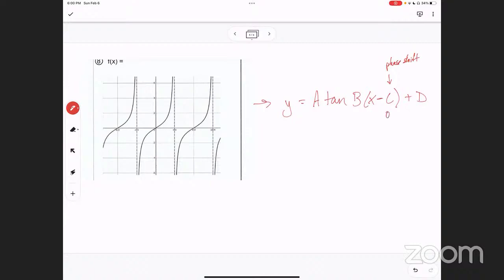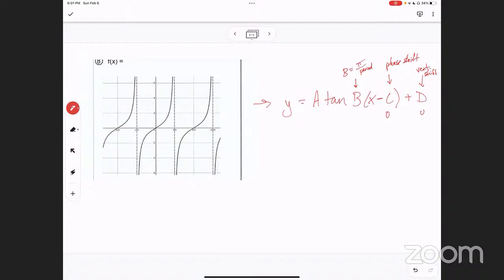How about D? Is there a vertical shift? There's no vertical shift. Good. So that's also 0. That makes it easy. How about B? Remember, B equals, sorry, not 2 pi, B equals pi divided by the period in a tangent graph. You know that? No, I actually didn't.